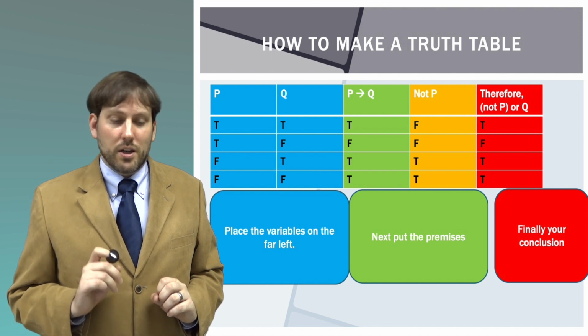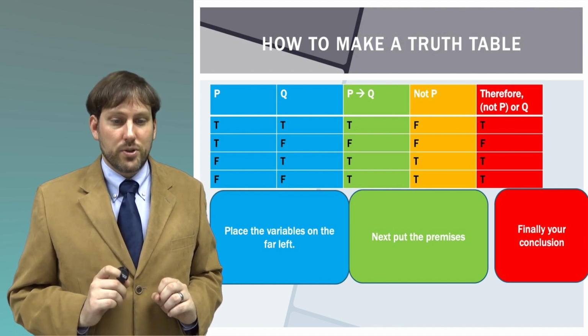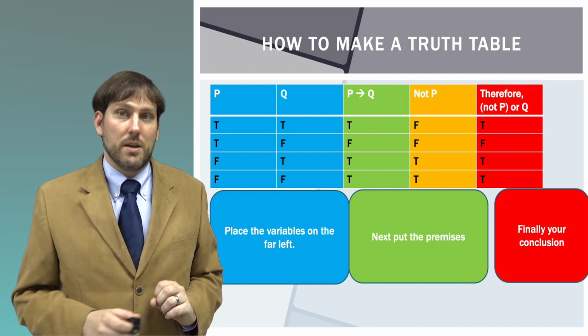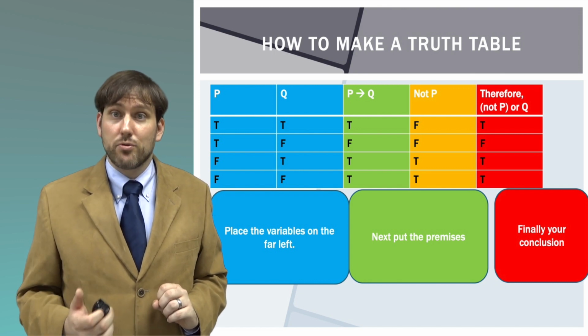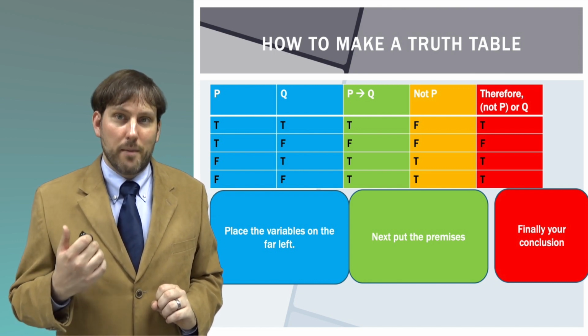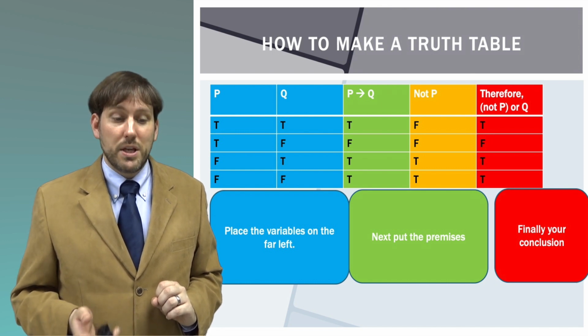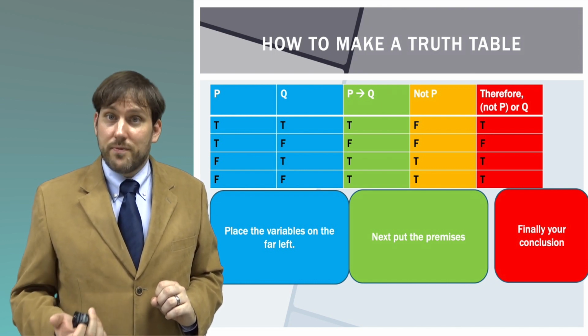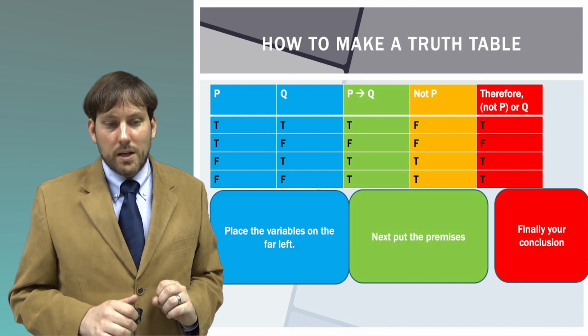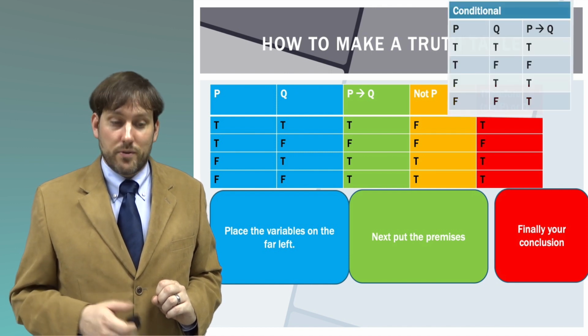The next thing I did was add a helper row. Since our conclusion involves not P, it helps a lot of people to make an extra column to talk about not P. So not P is just the opposite of P. Everywhere that P is true, not P is false. So that means that we have FFTT for that helper row.